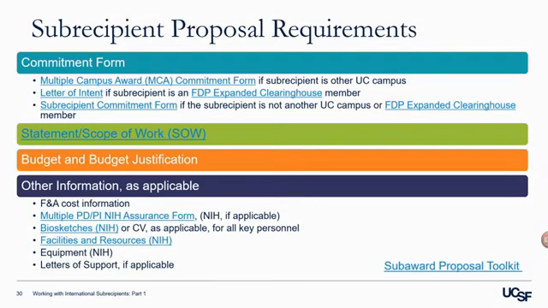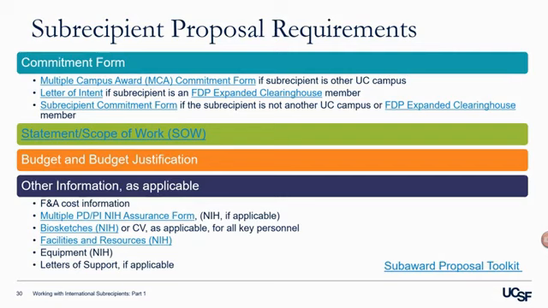If it's an NIH multiple PDPI, it could be that assurance form. If it's NIH, also the NIH BioSketch, or for other sponsors, the CV. And for NIH, this is for all key personnel. If it's NIH, again, we have facilities and resources and equipment. And again, this is that prime sponsor funding, where the funding is originated from. That was one of our terms earlier in our crossword puzzle.